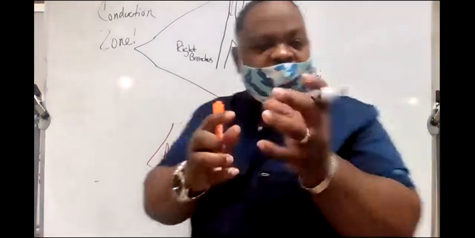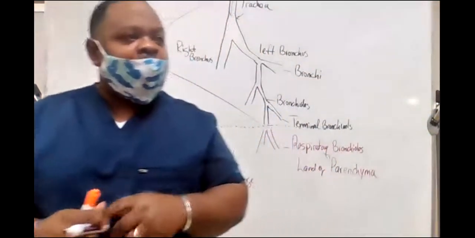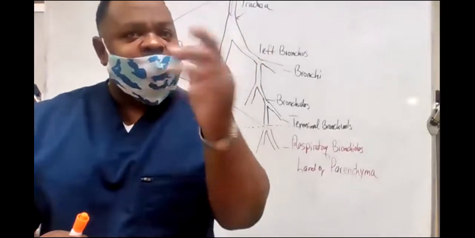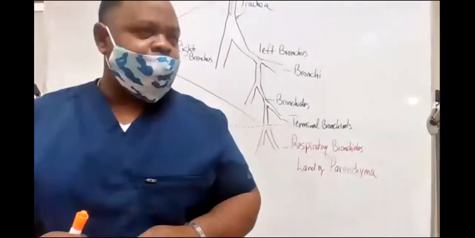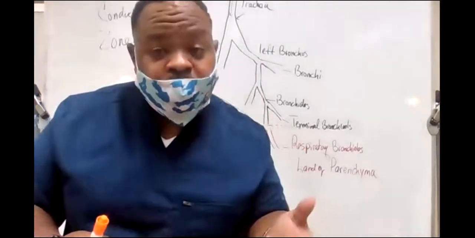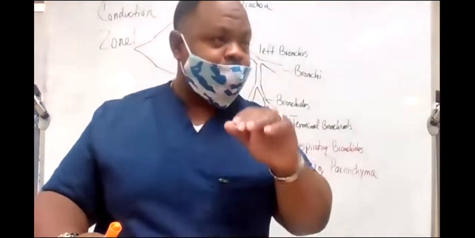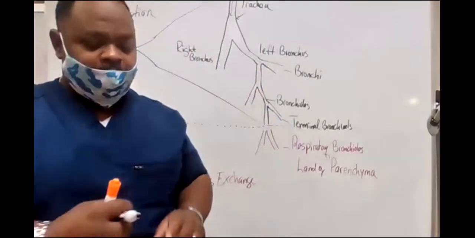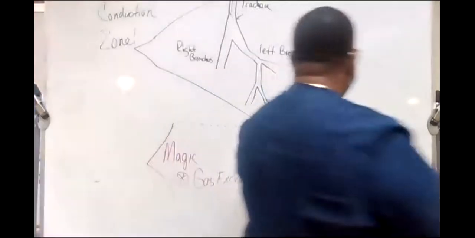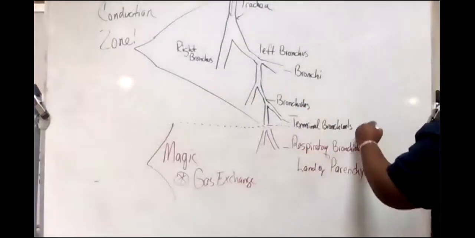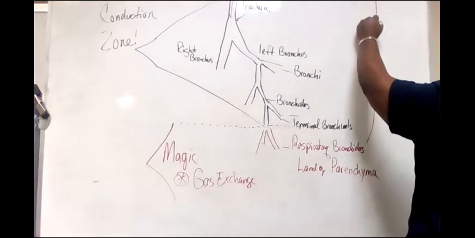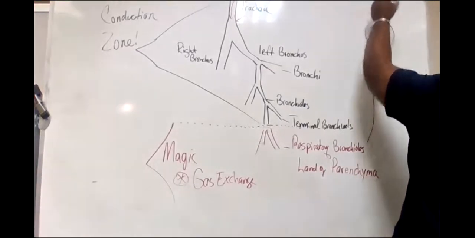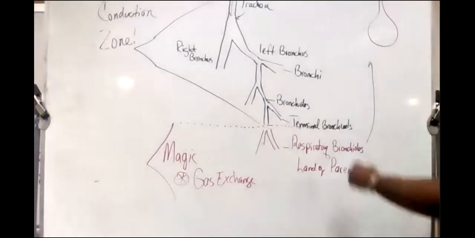They start out in little clusters, okay? And each cluster has about 15 to 20 alveoli. And we have a total of 300 to 600 million alveoli, right? And these alveoli are these little air sacs. They look like this, right? 300 to 600 million.